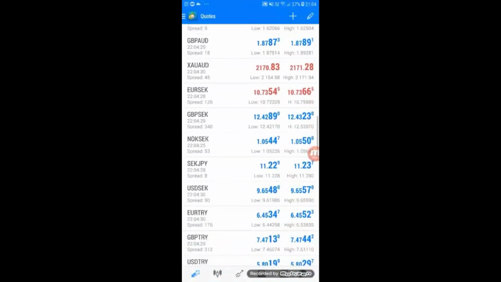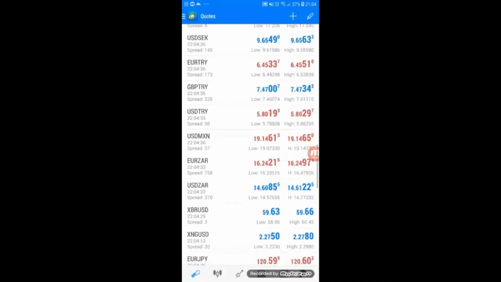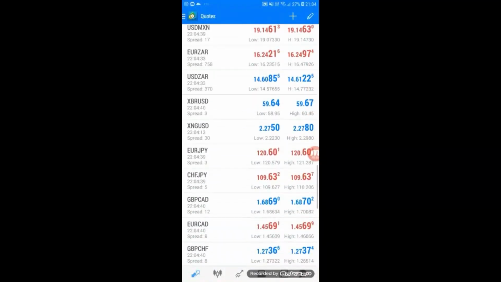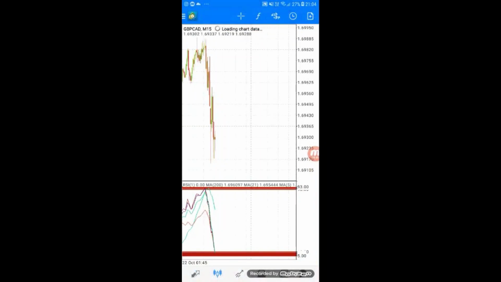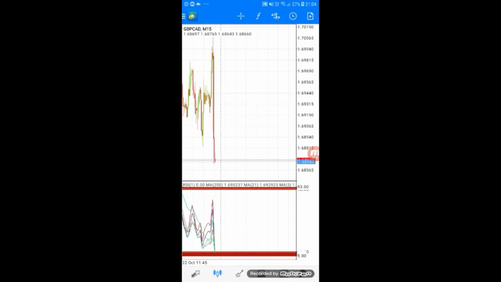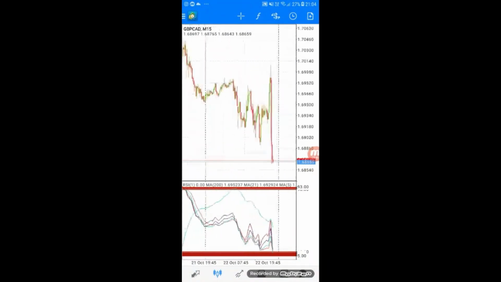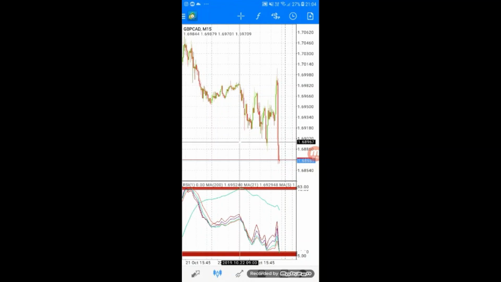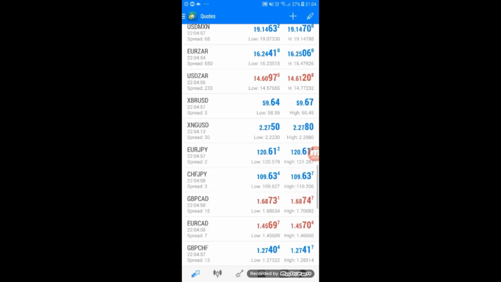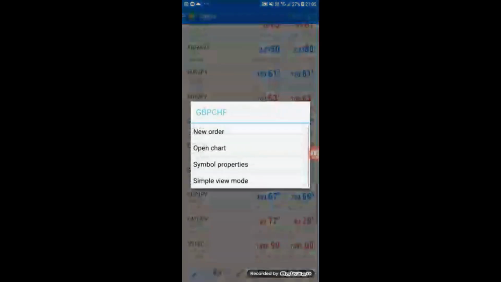Okay, so let's check another GBP pair, because I think they were all in a nice position. Another one here on GBP CAD. If you can check, the market was going up, up, up, and then it gave you a rejection before the news, you know that the news will be going down.